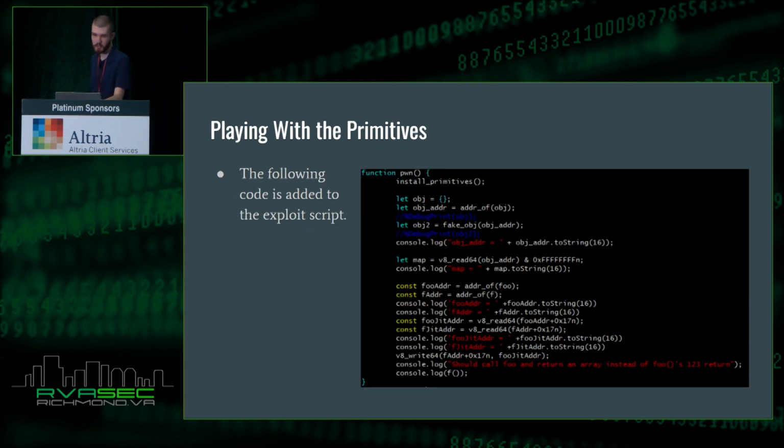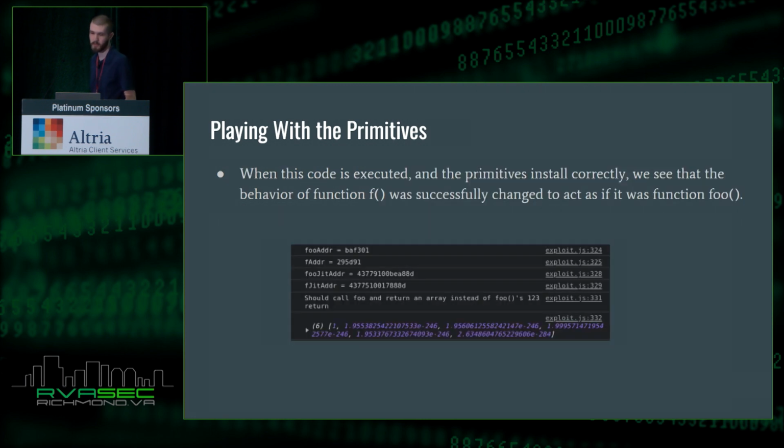So we add some code to perform those writes with the primitives after installing them. We replace the pointer to the JIT address of f with foo's. So now when we call f, we're actually expecting it to return that array instead of the 123 that foo usually returns. When we call this, we see it is working, nothing's crashing, which is good, and we are getting the result of running foo instead of the result of running f when we run f.